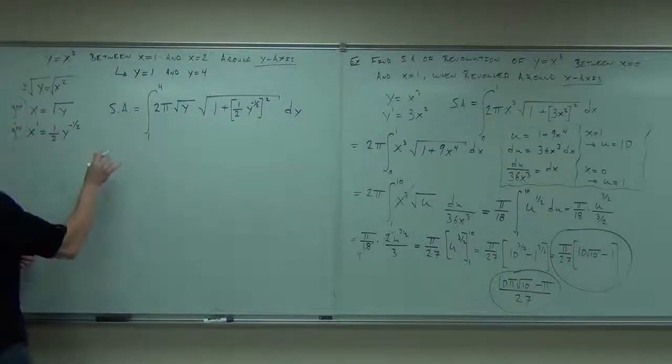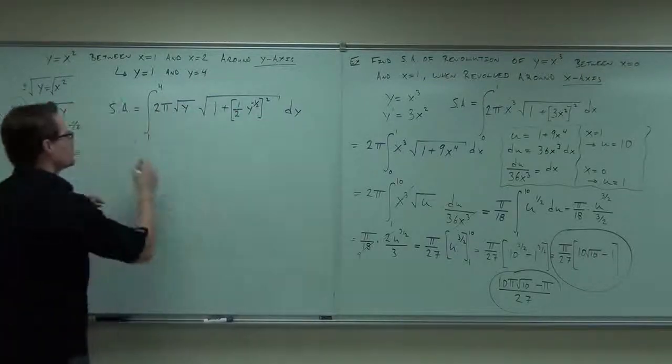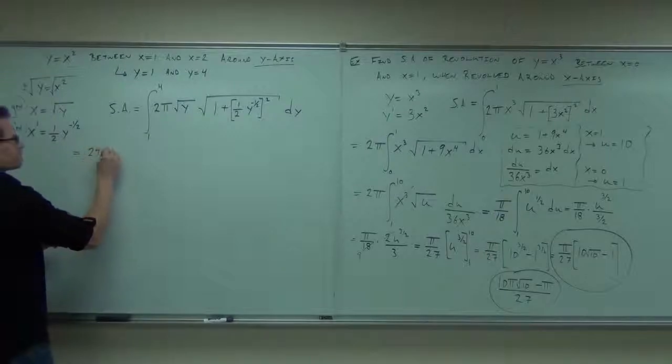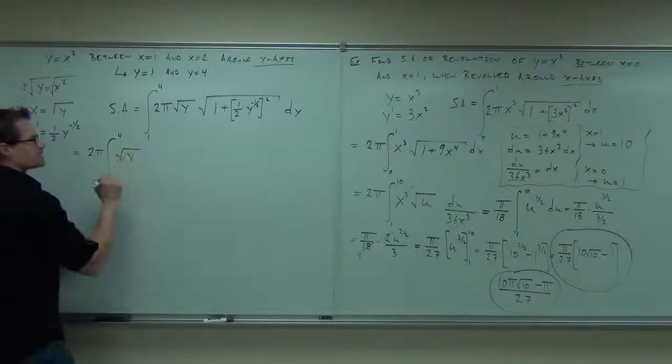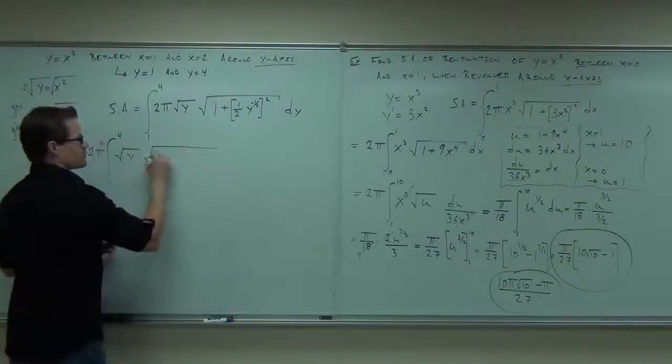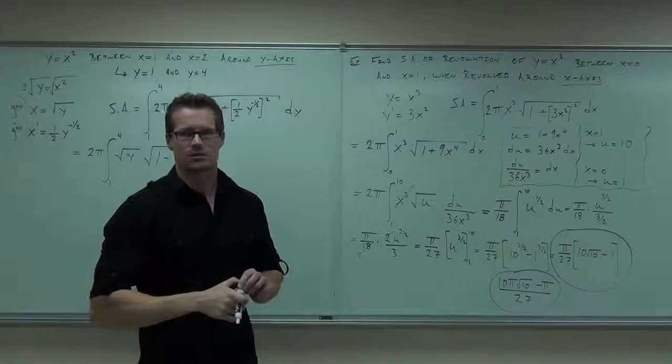Well, let's work on this thing. It's going to take a lot of algebra, but not a lot of calculus, honestly. A lot of algebra. Let's pull the 2 pi out. Let's go from 1 to 4. Let's have a square root of y. Let's have the 1 plus square that thing. What do you get?